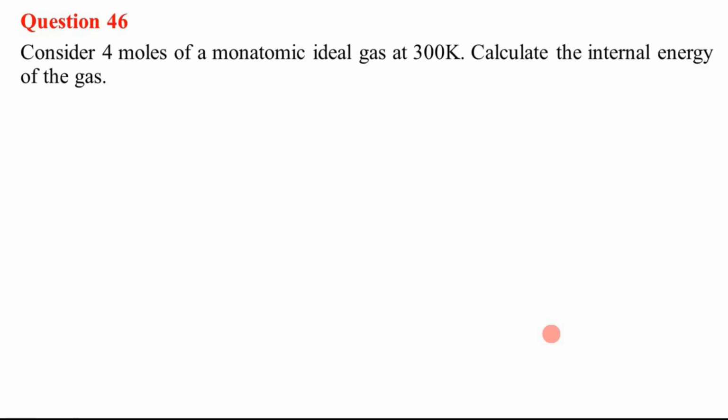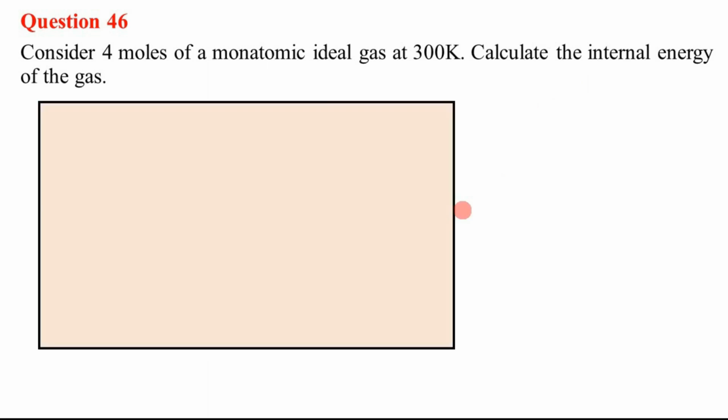Question 46, what is question 46 asking? It says we have to consider 4 moles of monatomic ideal gas at 300 Kelvin. They are asking to calculate the internal energy of the gas. So we know the formula to calculate the internal energy. The formula for calculating the internal energy is ΔU equal to nCvΔT.